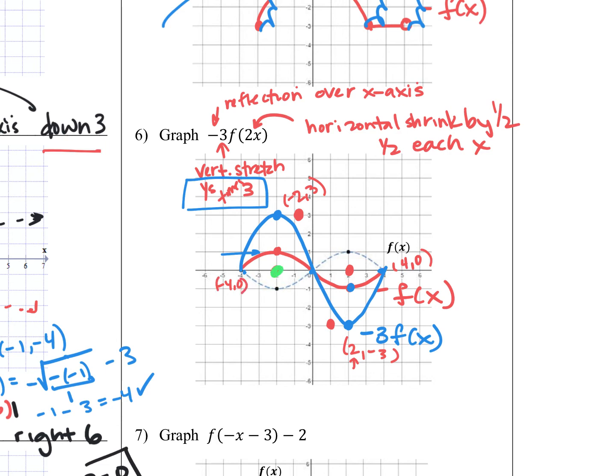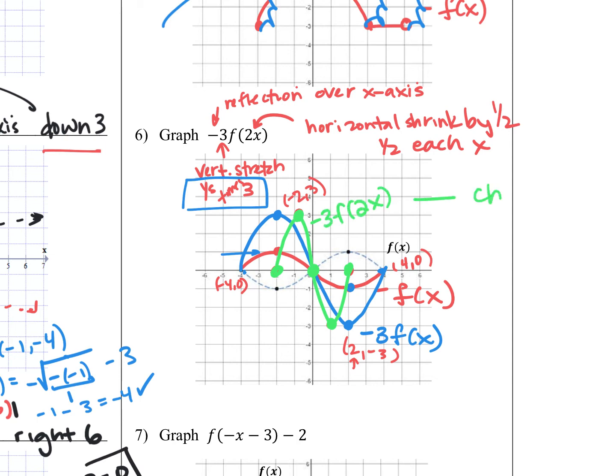So sorry, these points that I just mentioned here, you can see it getting squished in a bit. So it's the same height that we made with that blue guy, and we all go through 0, 0, but we've been squished in. So that's the graph of negative 3 f of 2x.